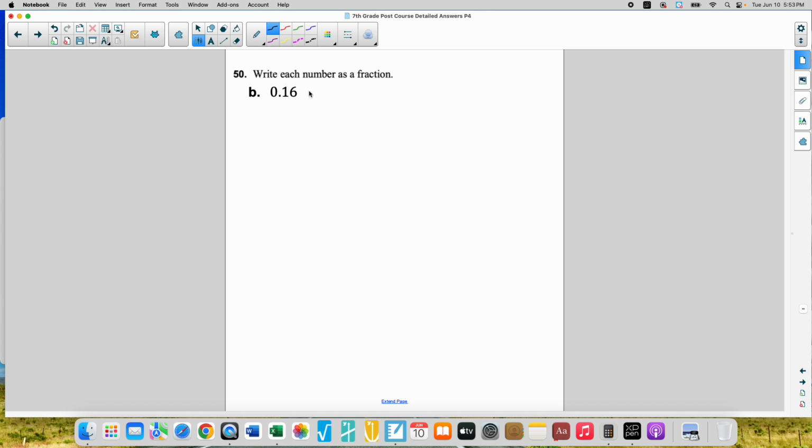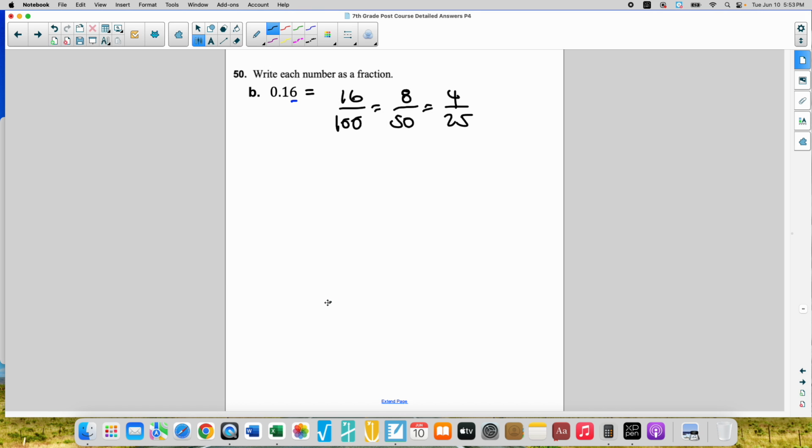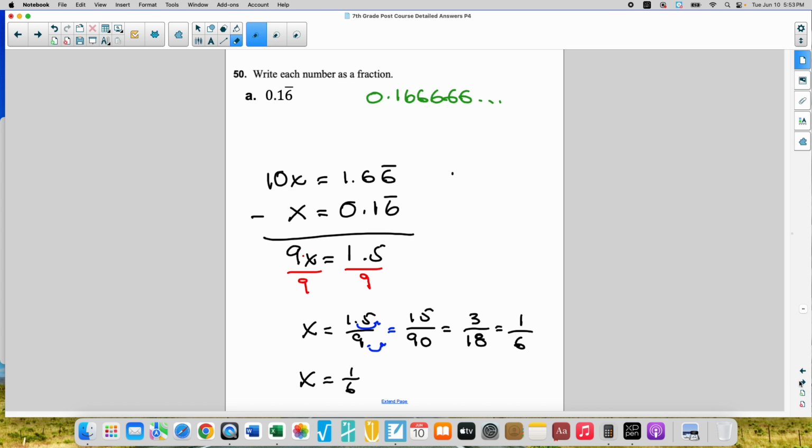Now this one's way easier. It's not repeating, so you take the digits, 16 over the place value, that's ones, tenths, hundredths. So that's going to be 100 in the denominator, and we always have to simplify. I'll divide each one by 2. We'll divide by 2 again, and we get 4/25. And we can check 4 divided by 25 should equal 0.16. Good. Totally different number, though. That's why it's a big difference between repeating and non-repeating.